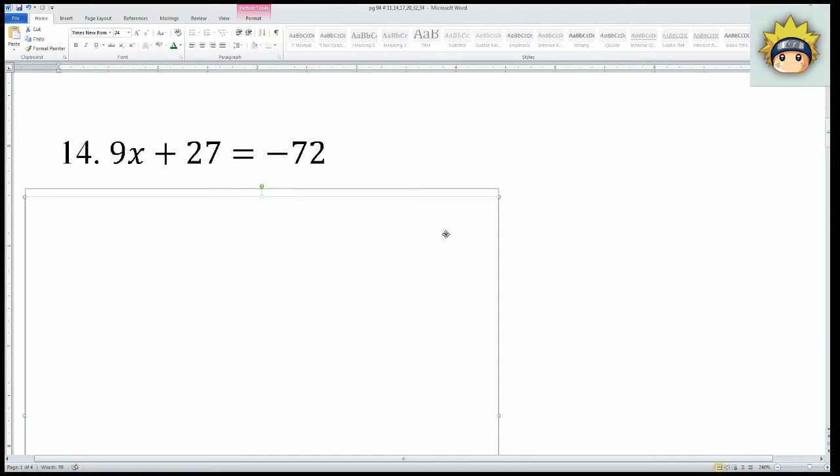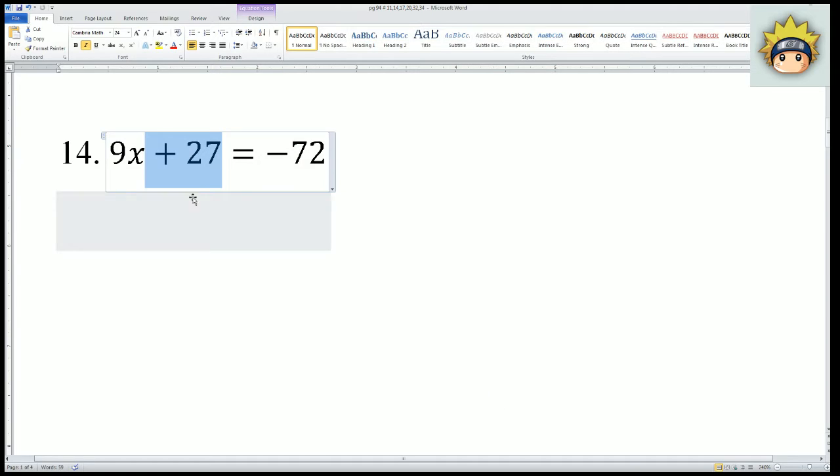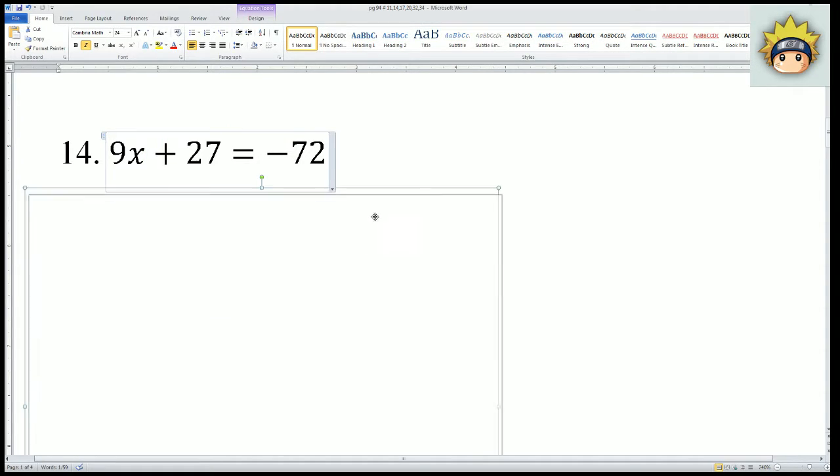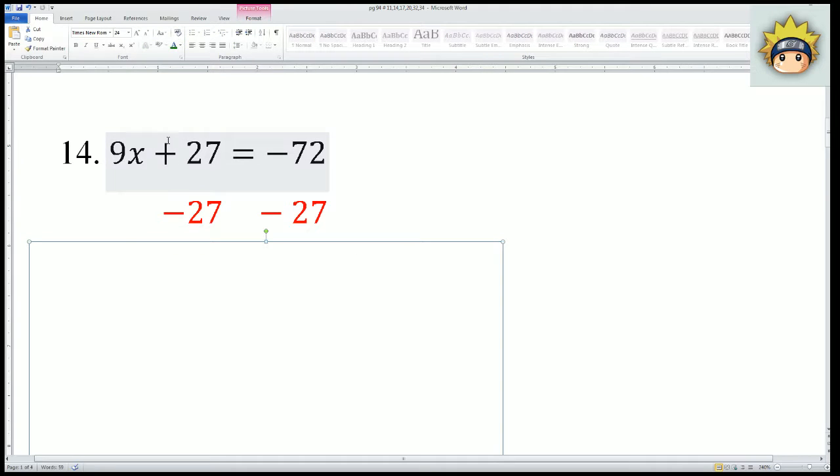The next one is 14. 14 reads 9x + 27 = -72. Same procedure as the previous one. The first thing I should do is subtract the 27. I have to get rid of that, so I will subtract 27 from both sides. Remember, because this is the most outside, we can deal with the 9 afterwards.